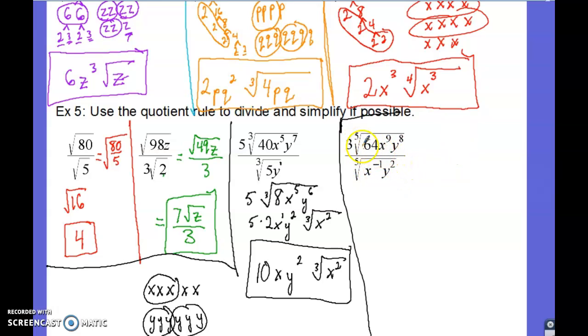For instance, this 3 is nothing really we can do there. But what I'm talking about is putting together the 64 divided by 1, still 64. And when you divide, remember you subtract your exponents. So 9 minus negative 1 becomes x to the 10th power. And then 8 minus 2 becomes y to the 6. And we have nothing on bottom. I guess technically we have 1 on bottom, but divided by 1 doesn't actually change the value of anything.